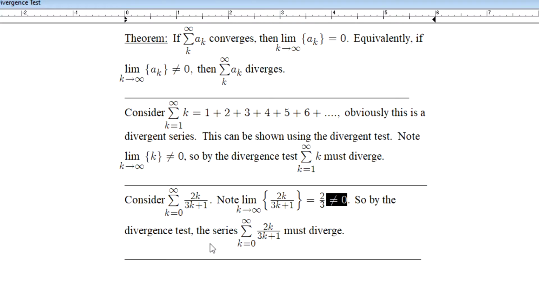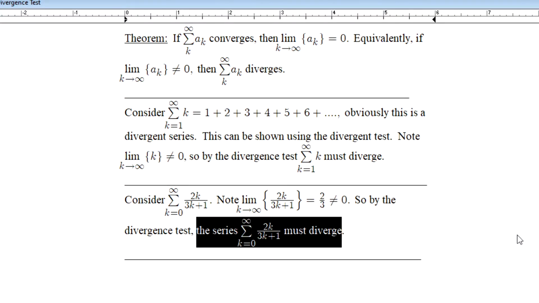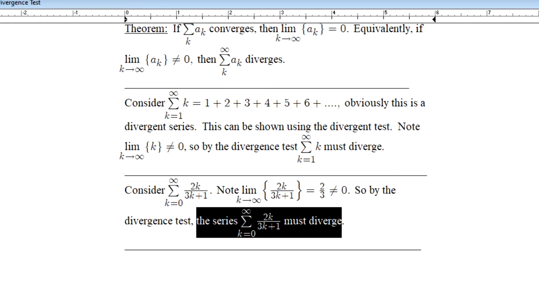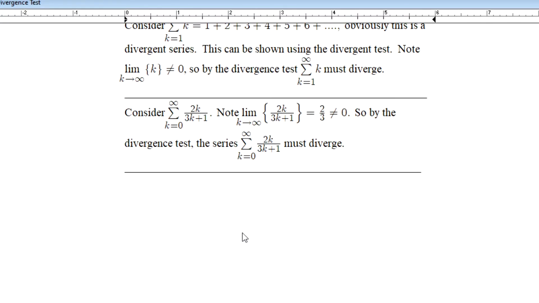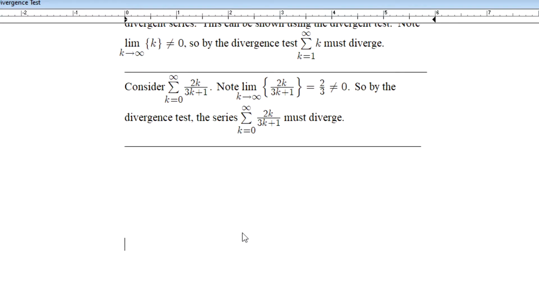So by the divergence test, what we can conclude is that this series must diverge. Again, the divergence test can only be used to draw conclusions about divergence, right? It cannot be used to determine a series as convergent, right? Let's look at another example here.